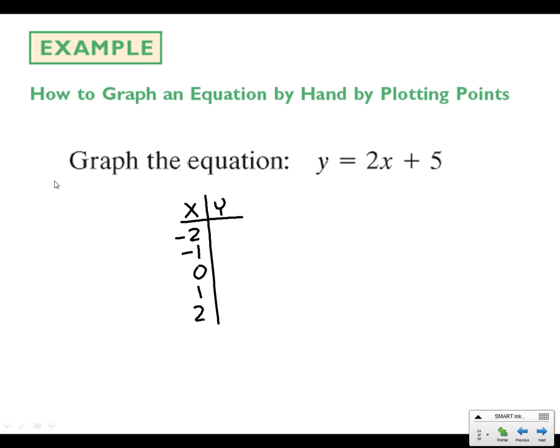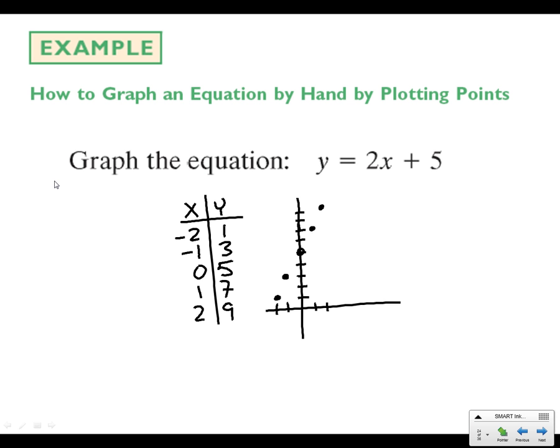So 2 times negative 2 is negative 4, plus 5 is 1. 2 times negative 1 is negative 2, plus 5 is 3. 2 times 0 is 0, plus 5 is 5, and now you can see the pattern. We're going to get 7, we're going to get 9. We go ahead and graph this. We have negative 2 and 1. We have negative 1 and 3. 0 and 5, 1 and 7, and 2 and 9.